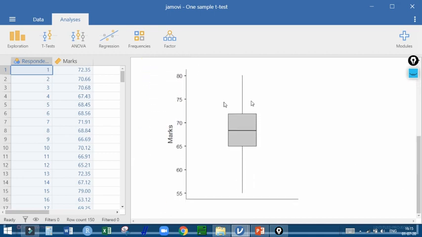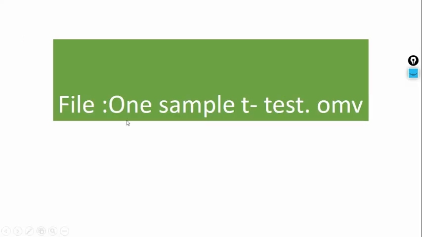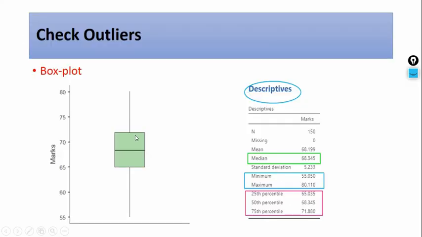Yes, you can check the box plot. There is no dot on the lower side or on the upper side, which means no outlier is in my dataset. Now the second assumption, check normality. How to check normality? We can check in our slides also. From the current slide also check outliers. This is the box plot prepared by Jamovi, and this is the descriptive.